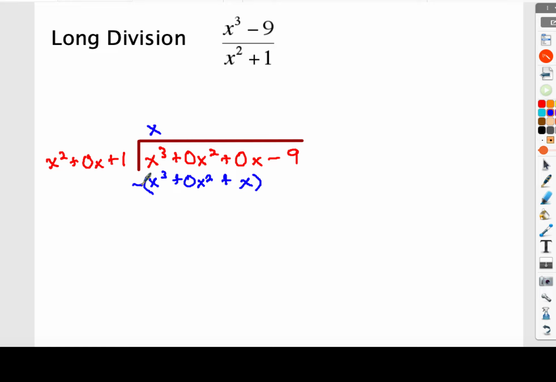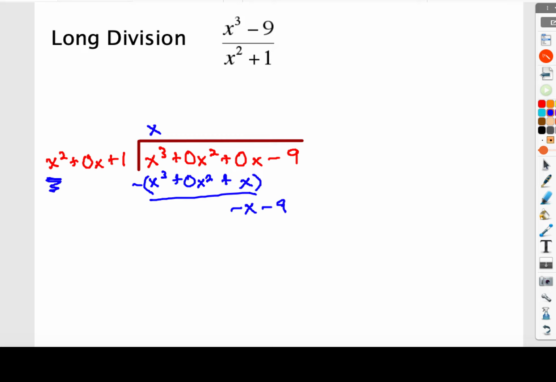Don't forget we're subtracting. So we're going to get rid of that first term. 0 minus 0, we actually get rid of the second term as well. We get to skip a term. And 0 minus 1 would be a negative x. Bring down that negative 9. And it actually turns out, because we got to skip that term, we're done already.